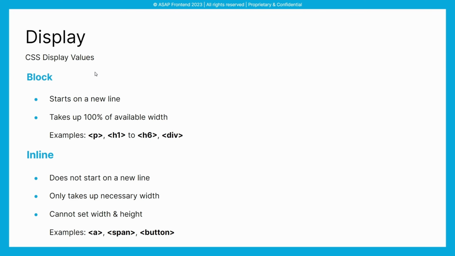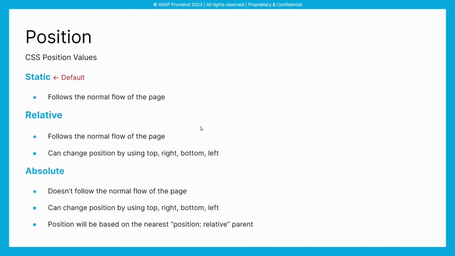There are going to be some more advanced display values that we'll be covering later on in the course, but right now you don't need to worry about that. These two are really all you need to know. So now that we're done with the display property, let's move on to the position property. And this one is going to be a little bit trickier. But lucky for you, you're part of the ASAP frontend family, so you're going to be getting the best possible explanations. So what we have here is a couple of the most common CSS position values that you need to understand.